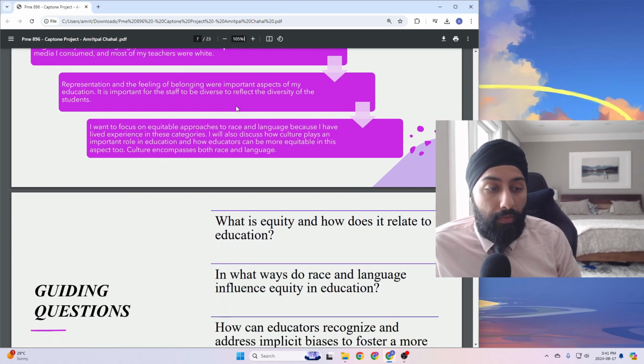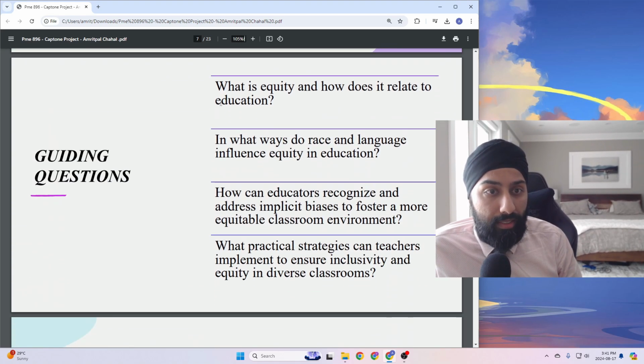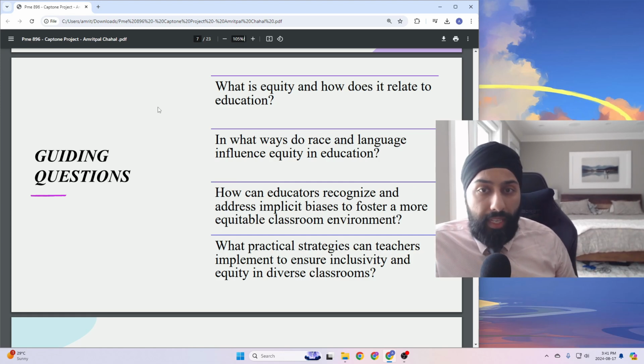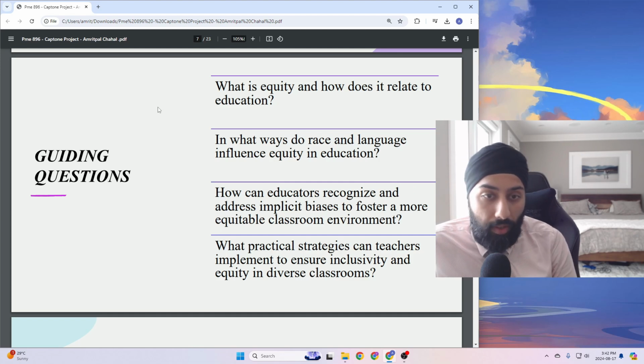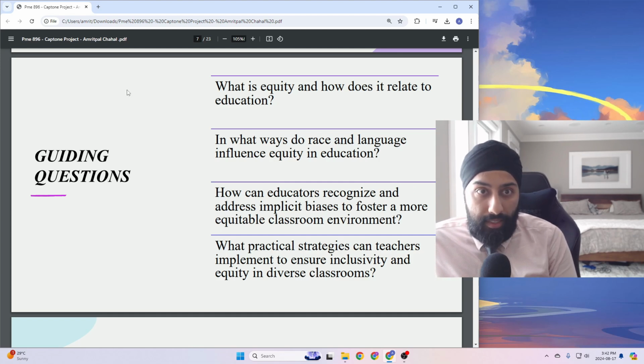Okay, so first, some guiding questions that guided me in my project. What is equity? How does it relate to education? In what ways do race and language influence equity in education? How can educators recognize and address implicit bias to foster a more equitable classroom environment? What practical strategies can teachers implement to ensure inclusivity and equity in diverse classrooms? And I'm hoping to answer all of this as I continue through my project.